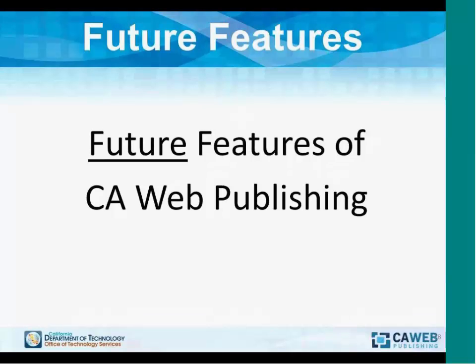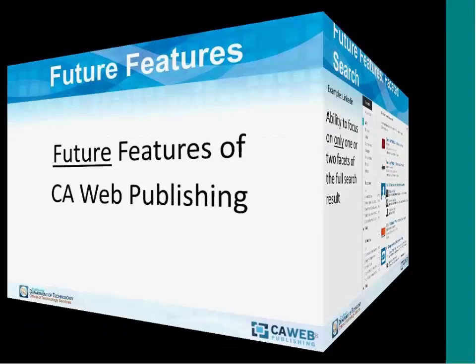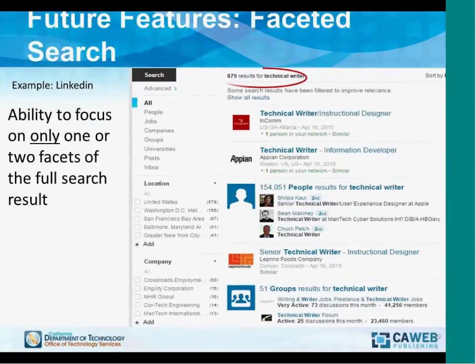Future features for CA Web Publishing, things that we are planning in the future. Faceted search. Because we don't have it actually in production right now, what I'm showing you is an example on LinkedIn of how faceted search works.